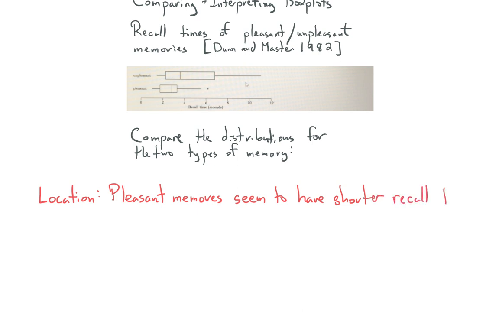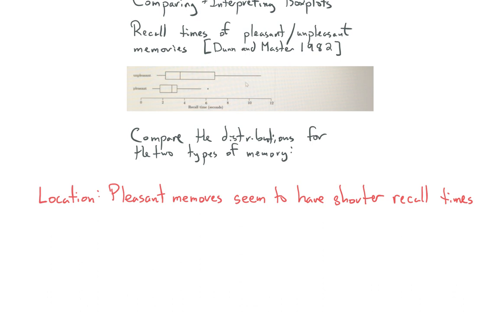You can also do it piece by piece of the 5-number summary. The max is lower in pleasant memories. The upper quartile is lower. The median is lower. The lower quartile is lower. And even the minimum element is lower. So one thing we can say is location: pleasant memories seem to have shorter recall times. And again, we can see that by just what I said. If we needed to write a little more, we could say the numbers in the comparative 5-number summaries are lower in the pleasant data than in the unpleasant data.